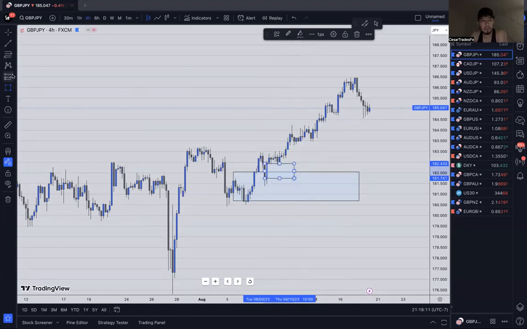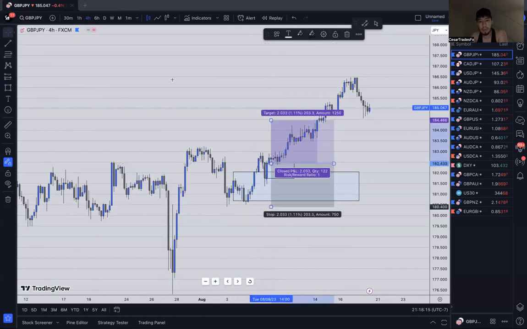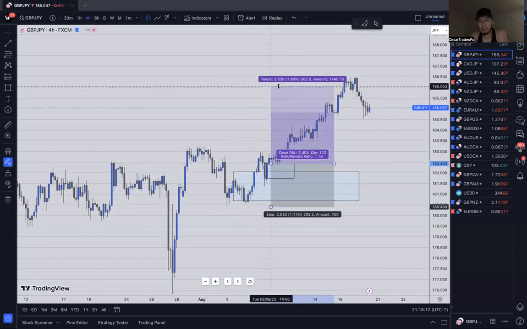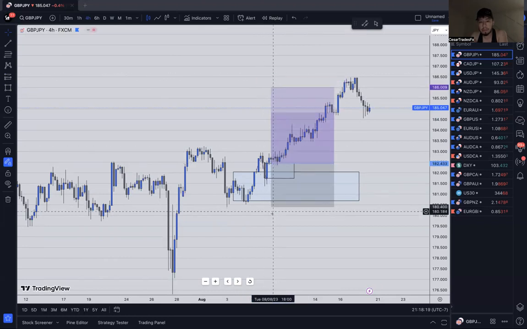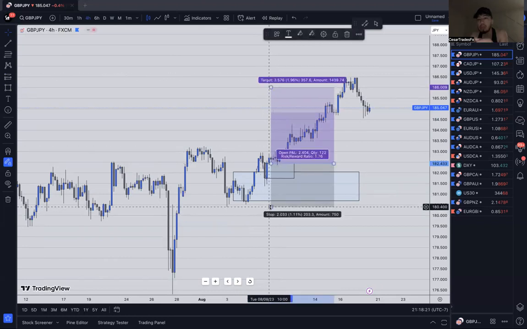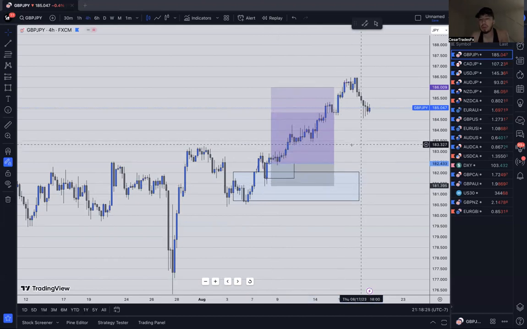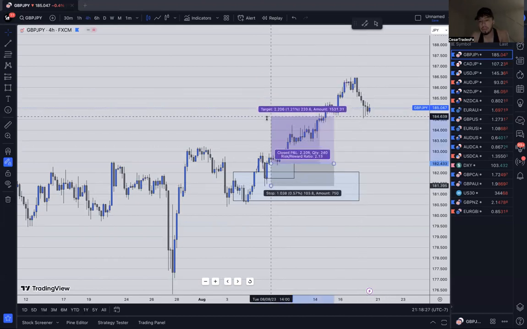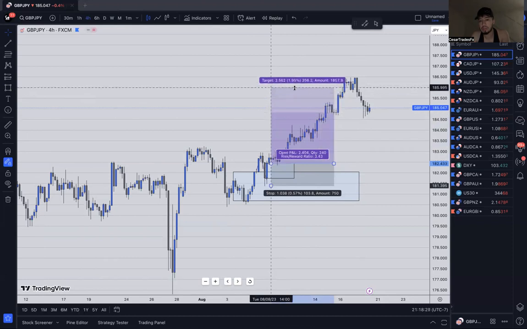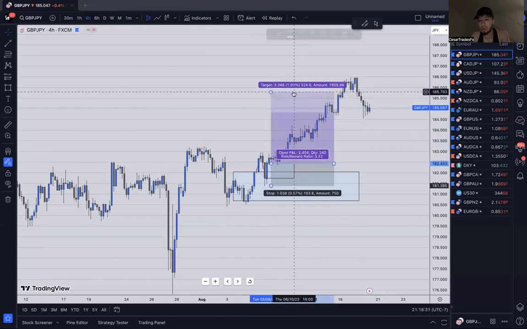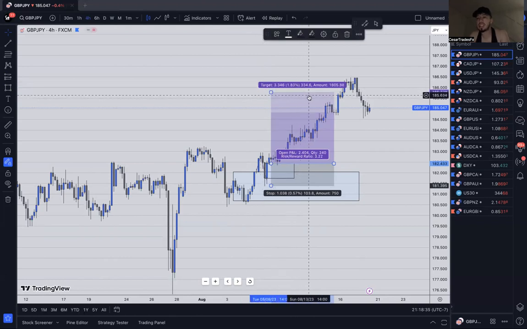This one printed. I'll target my highs over here. The way you put your stop loss is right below the 4 hour candle. Always try to aim for a 1 to 2, or a 1 to 3, something like that. With a 1 to 3, you're going to catch a ton of pips, a lot of pips.